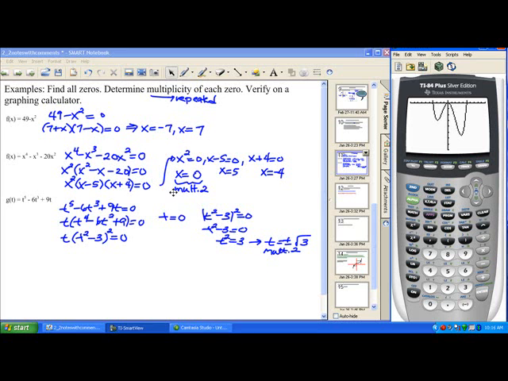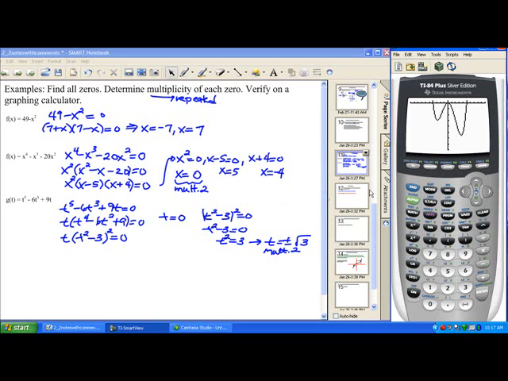So when we have a multiplicity that's even, 2, 4, 6, whatever, the graph is actually just going to touch the x-axis at that point. If the multiplicity is odd, like 1, 3, 5, then the graph will go through at that point. Okay?